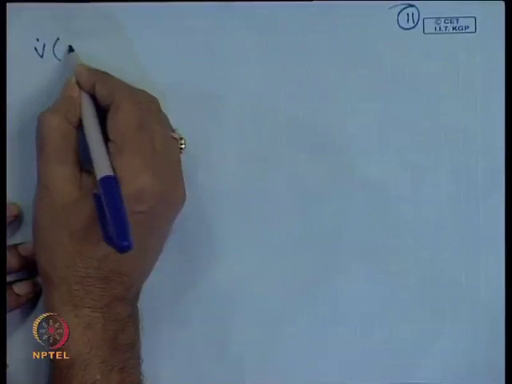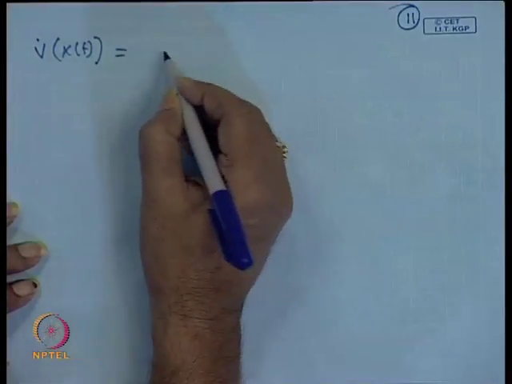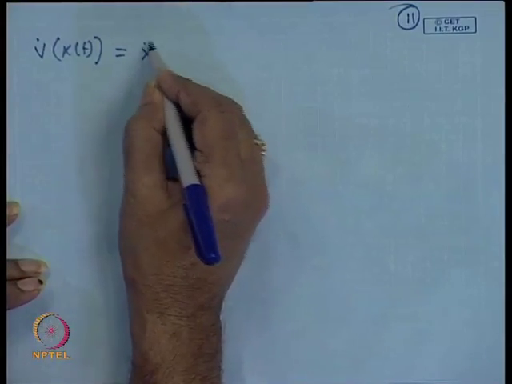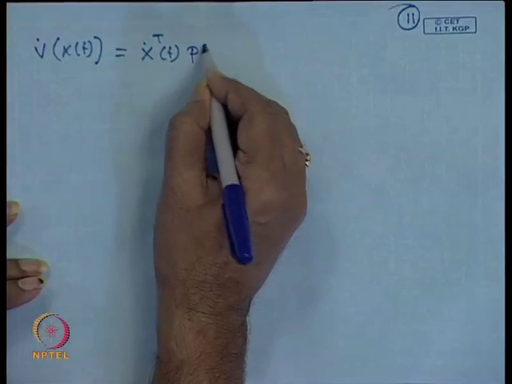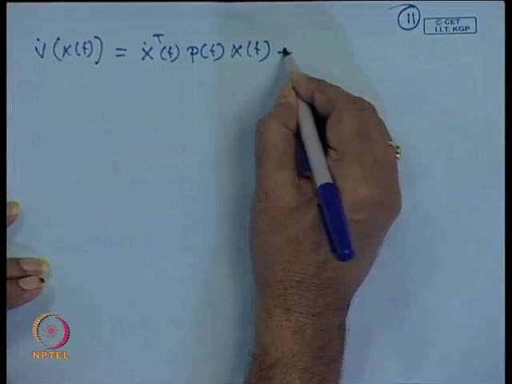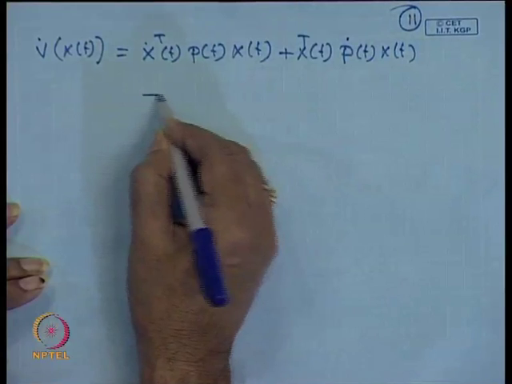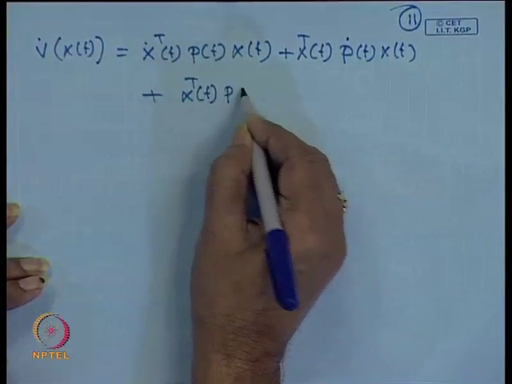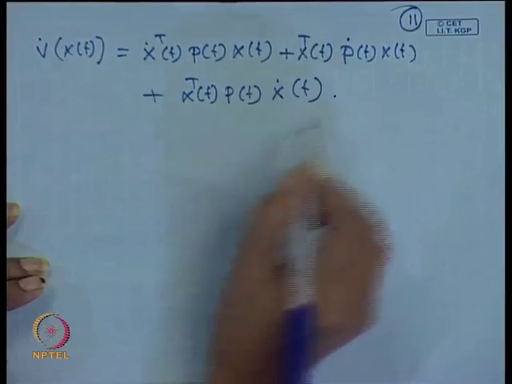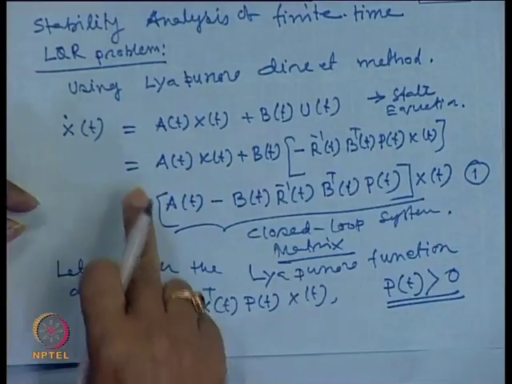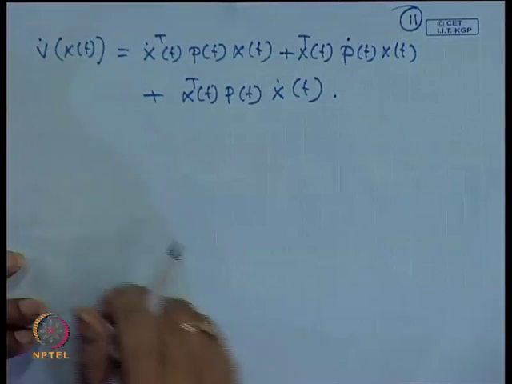So, we can write V dot of t. If you differentiate this with respect to time t, then we will get three terms: x transpose of t P of t x dot of t, plus x transpose of t P dot of t x of t, plus x transpose of t P of t x dot of t. And we know the expression for x dot of t, the closed loop system; let us call this equation number 1. Wherever we need x dot, we replace it by equation 1.